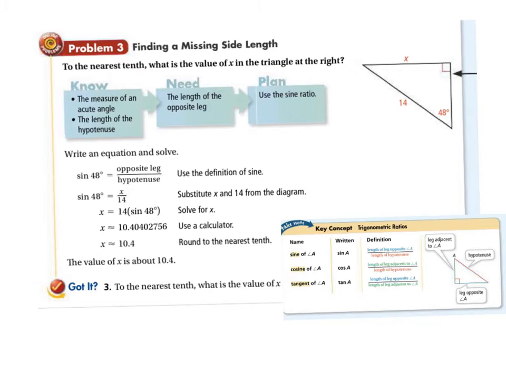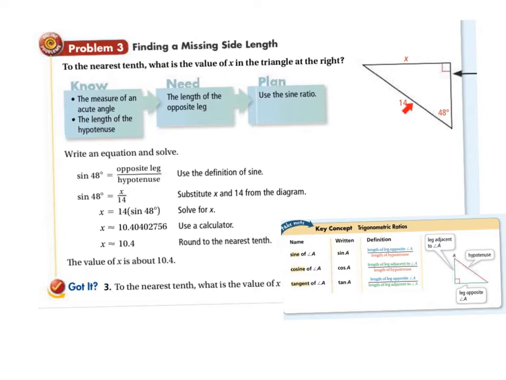Find a missing side length to the nearest tenth. What is the value of x in the triangle at the right? So, kind of following the thinking here, you know the measure of an acute angle, one of them here, right? And you know the length of the hypotenuse. You need the length of the opposite leg, x over here. Use the sine ratio. How do I know that? Again, opposite over hypotenuse, right?